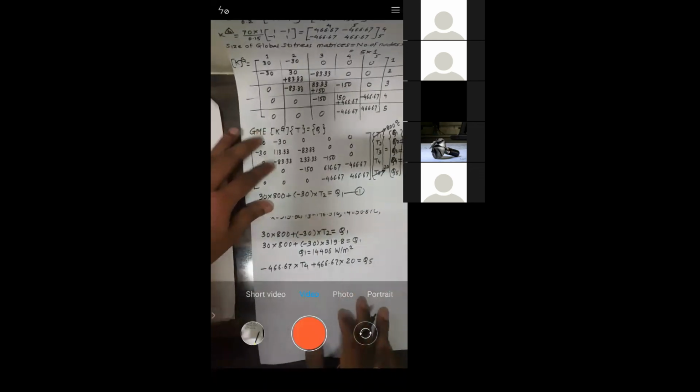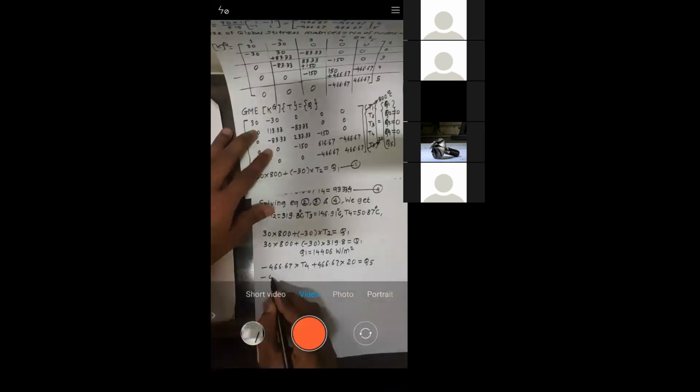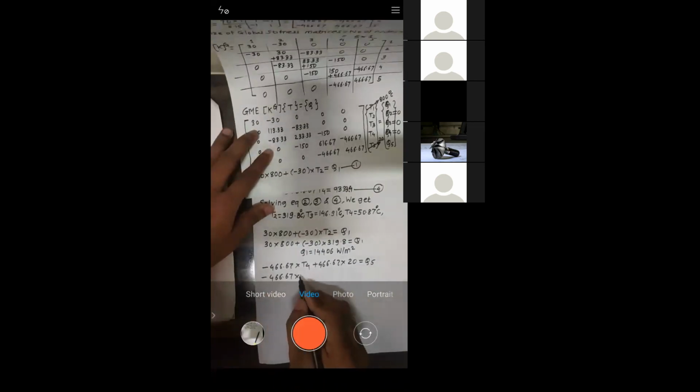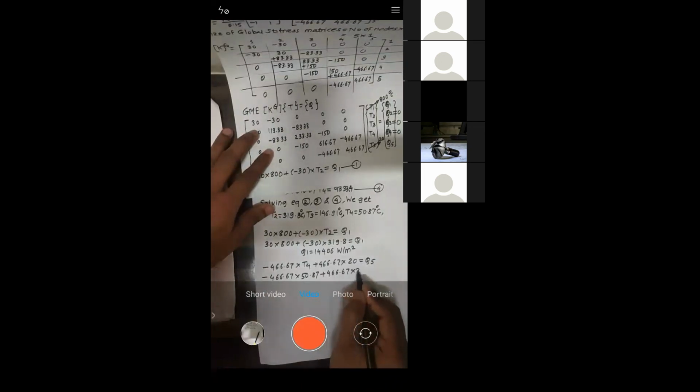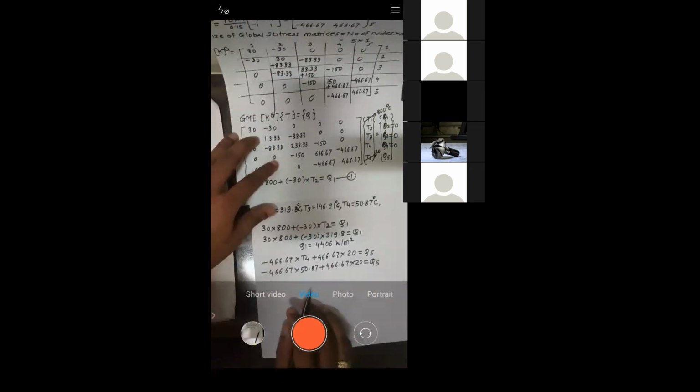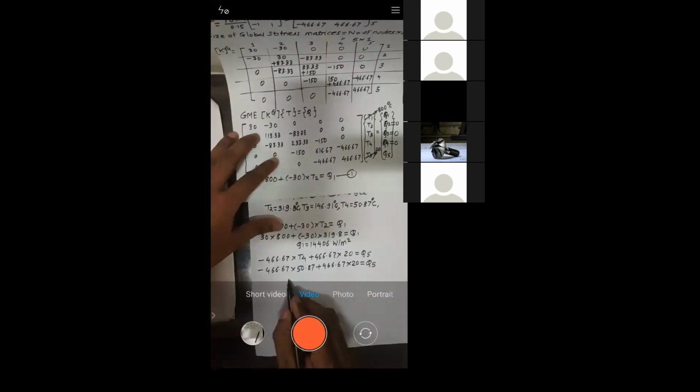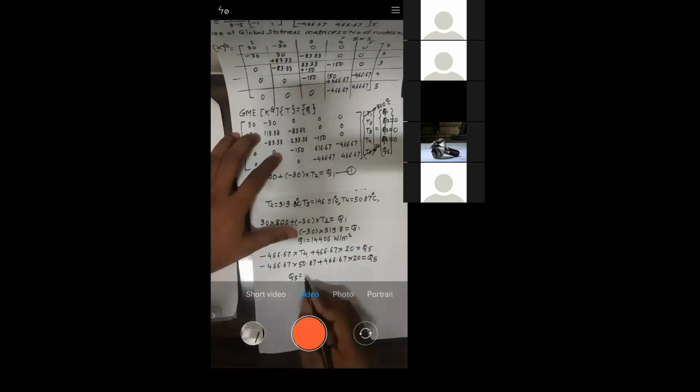So just put the value. Minus 466.67 into T4 is 50.87, plus 466.67 into 20 is equal to Q5, right? So tell me what value of Q5 you're getting. Same as Q1 but minus. You're getting minus 14406 watt per meter square, right?